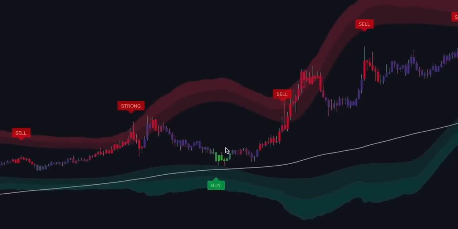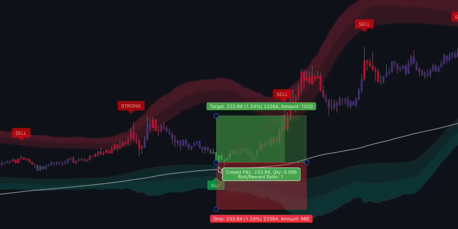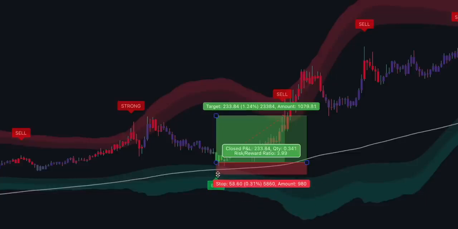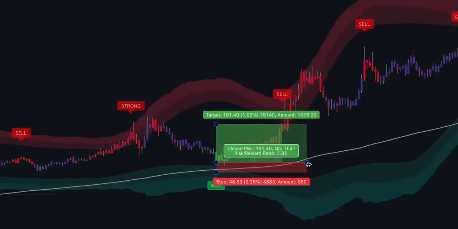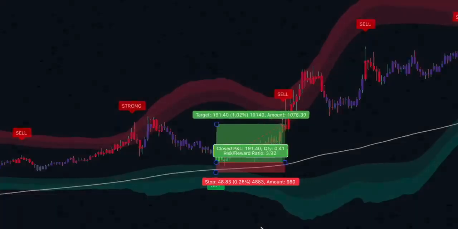Once you have all the rules in place, open a long position at the close of the price bar. The stop loss will be placed at the green reversal band. Target at least 1 to 1.5 risk-reward ratio. You can even exit a long trade manually once you receive a sell or strong sell signal from the indicator.